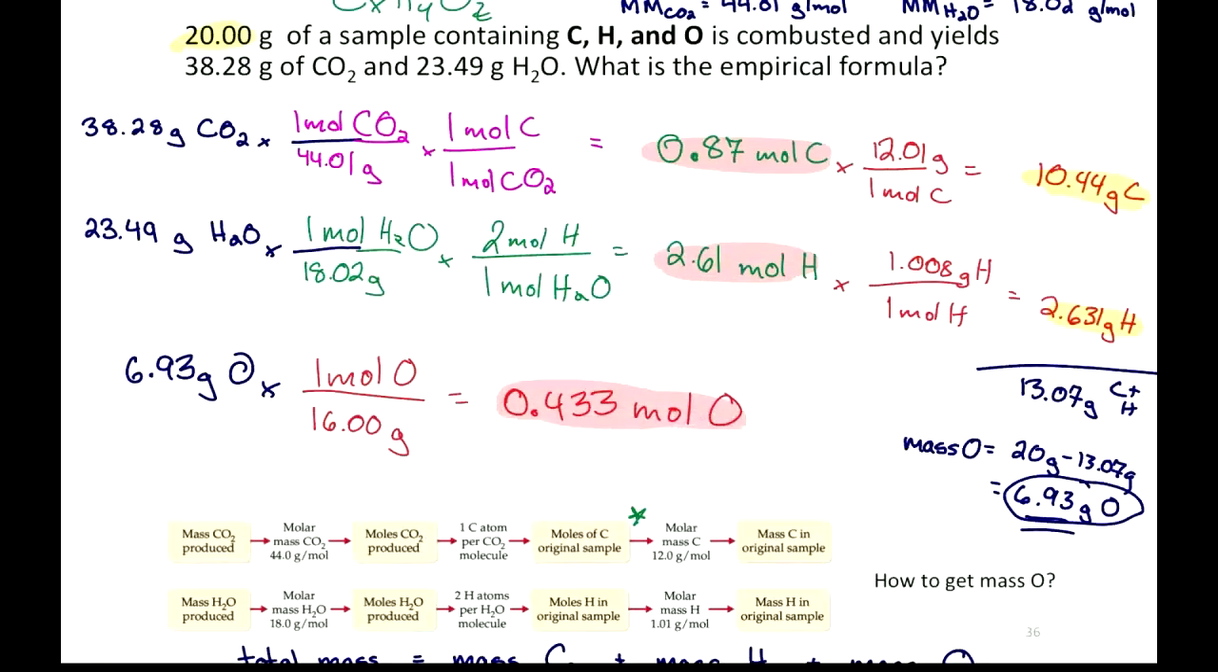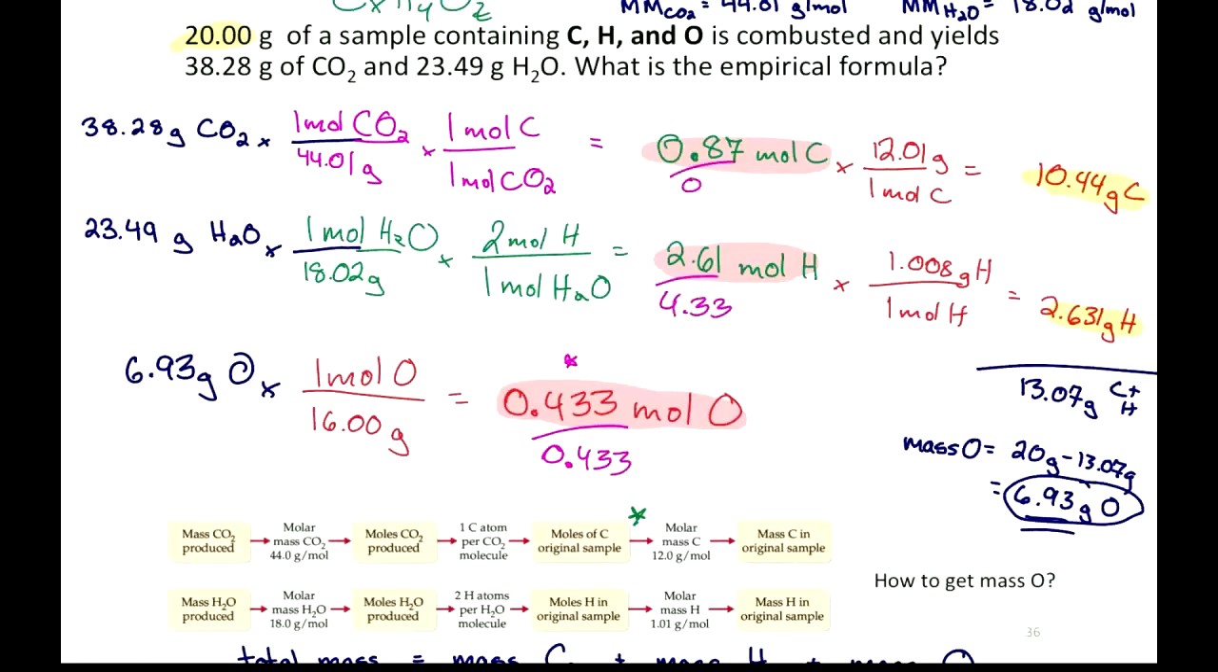Here are our mole ratio amounts, our mole amounts of our elements. At this point, it's exactly like all empirical formula things we've done before. How do we turn these numbers into an actual appropriate ratio? You find the smallest one and you divide. So in this case, the smallest one is oxygen. All right, so this one's the smallest, so I'm going to divide all of them by 0.433.